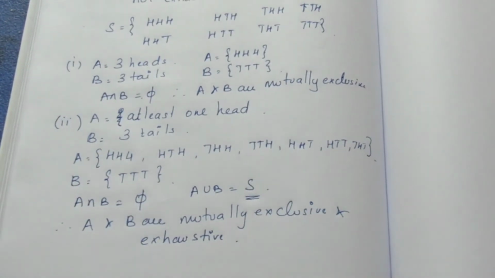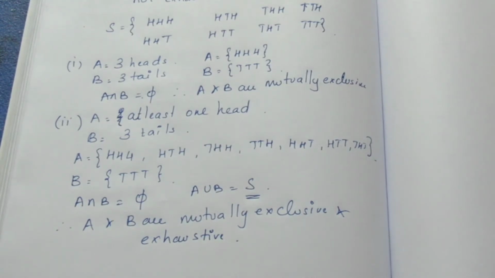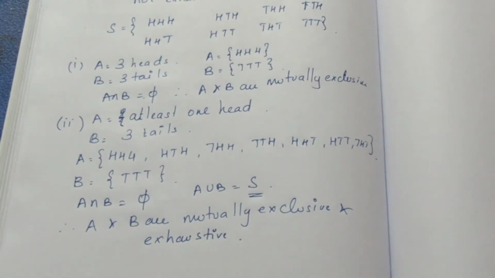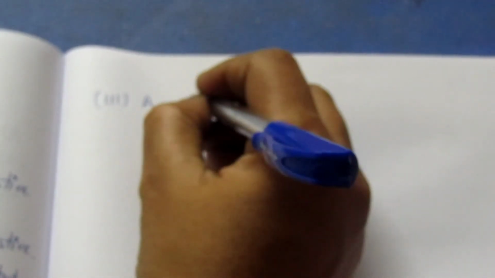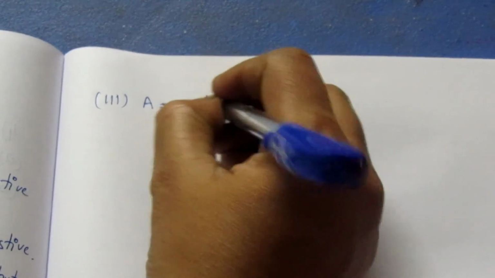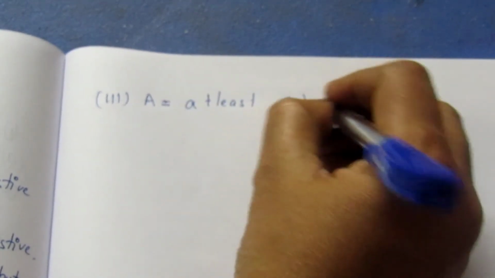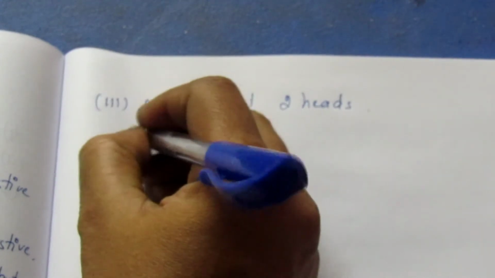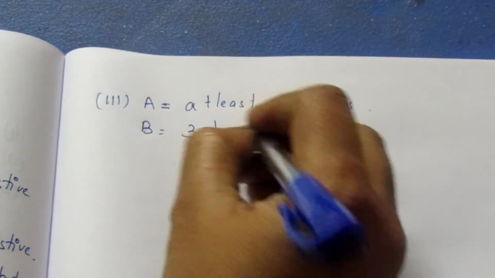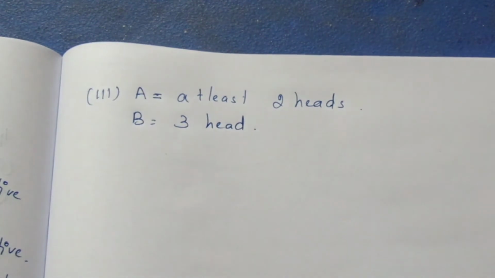Now we'll move on to the third subdivision. In the third subdivision it is given that 2 events which are not mutually exclusive. So we need to show an example that there is an intersection between the 2 events. Let me take A to be at least 2 heads and B to be 3 heads. So this will include HHH in both the events.